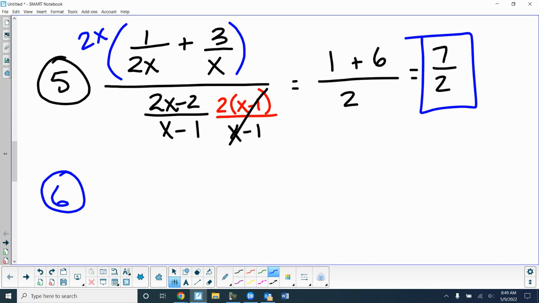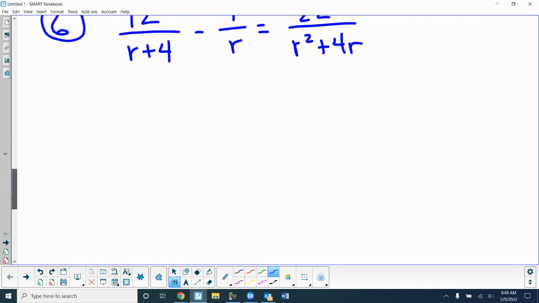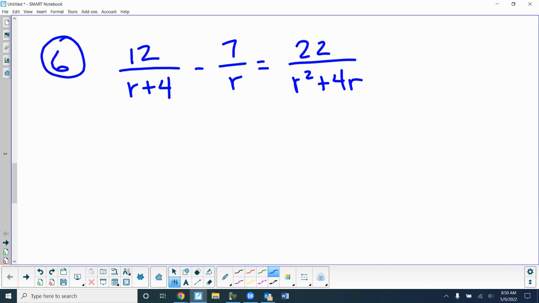For number 6, we got 12 over r plus 4 minus 7 over r equals 22 over r squared plus 4r. All right, so first thing to do is factor any denominators that you can factor. The first denominator I can't factor, the second one I can't, but the one on the other side I can. It's got an r, that's the GCF. So when I factor that r out, I get r times r plus 4.